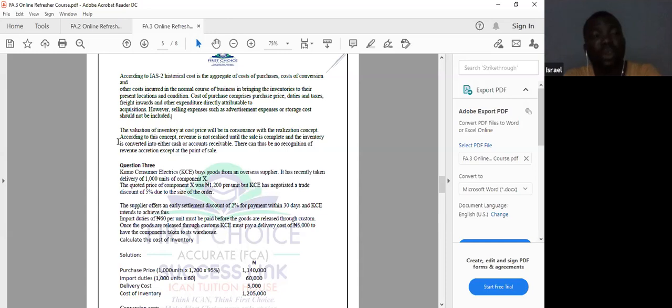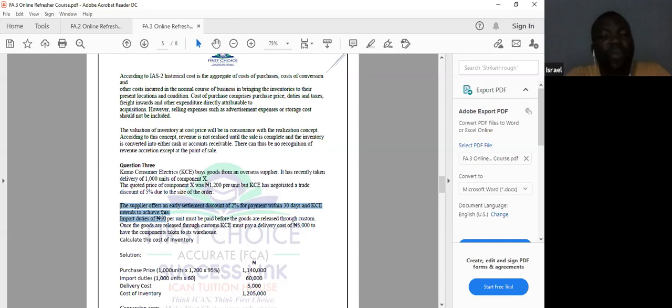Let's look at question 3 to drive home the explanation. Question 3 says KCE buys goods from an overseas supplier. It has recently taken delivery of 1,000 units of component X. The quoted price of component X was 1,200 per unit, but KCE negotiated a trade discount of 5% due to the size of the order. The supplier offers an early settlement discount of 2% for payment within 30 days, and KCE intends to achieve this.